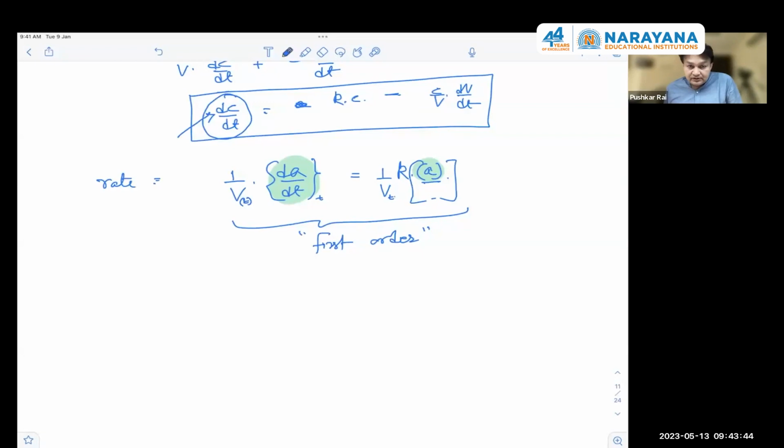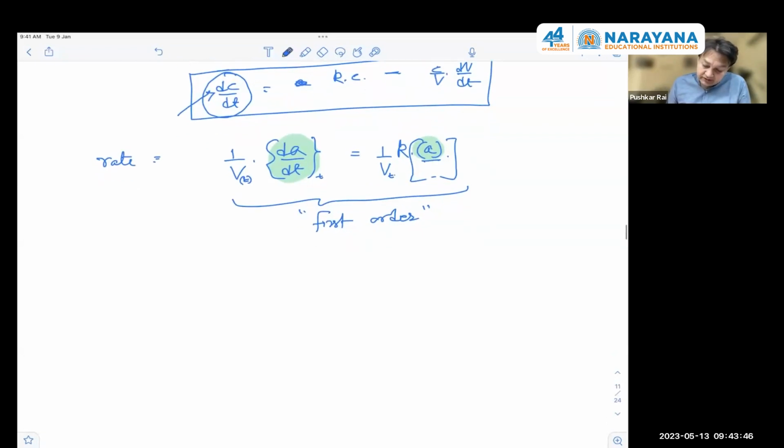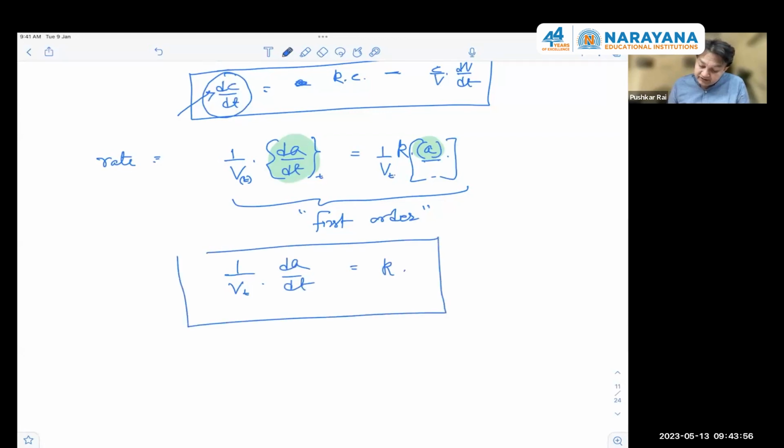So if this is a zero order process, how are you going to write it? 1 by Vt dA by dt is equal to k. So a very interesting thing: if I create a zero order problem, that is going to give you trouble. Because in a zero order problem, if volume is varying, then you see what your approach will be. The dA by dt will be k times Vt. So you must know this. So zero order will be a problem.